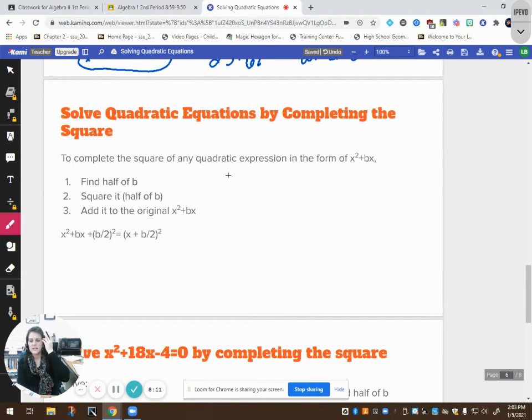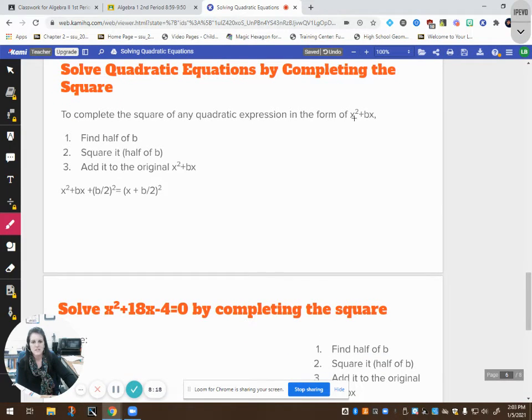So now what we're going to delve into is looking at the quadratic equation by completing the square. And the way that we do this is we take an equation that's written in the form of x squared plus bx. Notice there's not a c, or if there is a c, maybe we move it to the other side of the equal sign. And we find half of b and we square it.